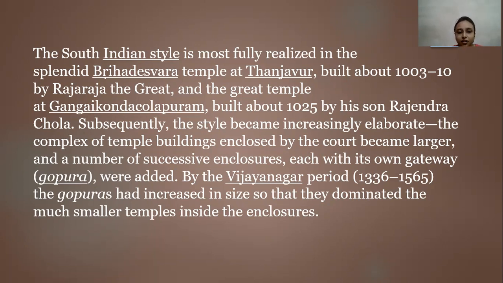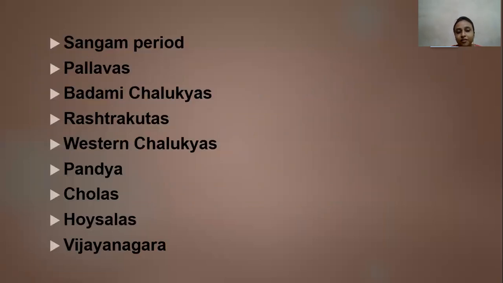Now, you might have some confusion about which ages contributed in building such temples, so let's go through that. Firstly, it was the Sangam period. Next came the Pallavas. Next, the Badami Chalukyas, or you can just name them as Chalukyas. Next was the Rashtrakutas. Then came the Western Chalukyas. Next, the Pandyas. Next came the Cholas that we were reading. Next, the Hoysalas, and next, the Vijayanagara. So all these kingdoms contributed to this kind of architecture.